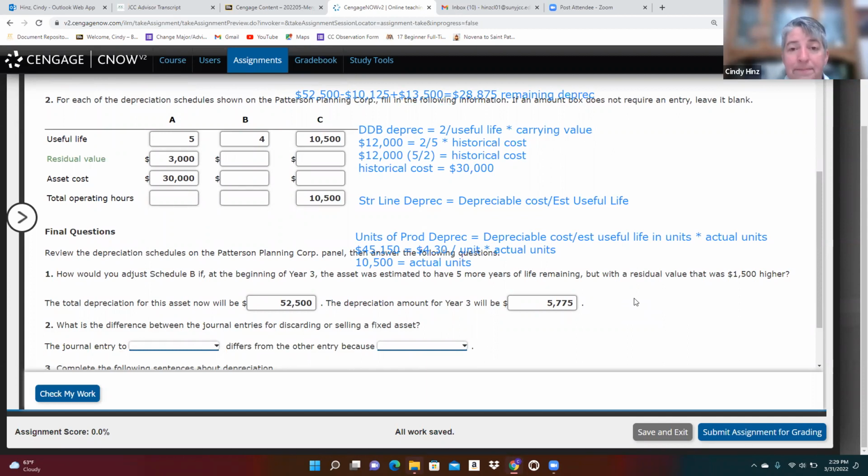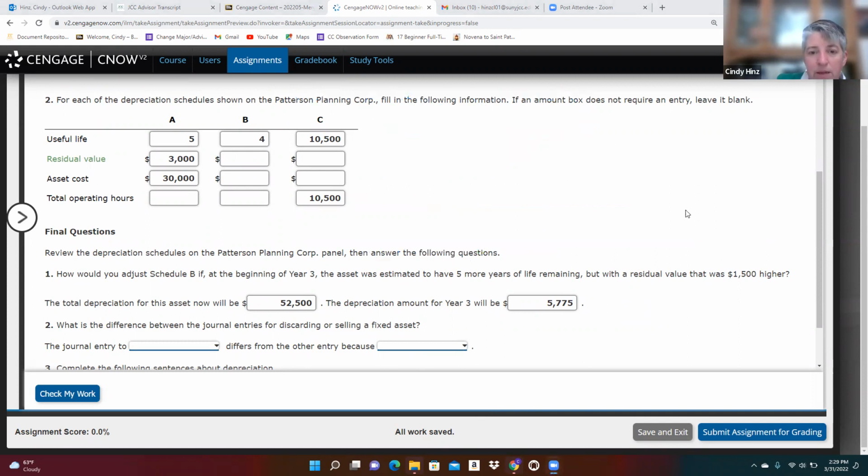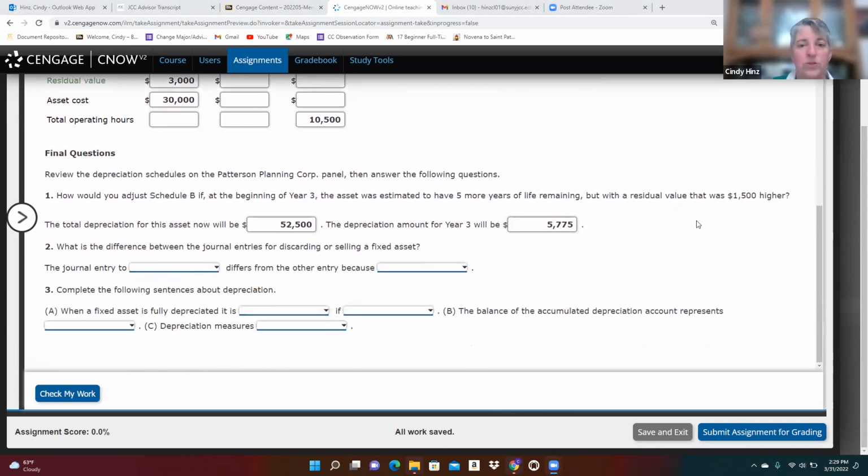Make sense? Okay. So let me clear that stuff off my screen because I don't think we're going to need that anymore. And let's scroll down so we can see the rest of the questions without having all of that writing on the screen. What is the difference between the journal entries for discarding or selling a fixed asset?